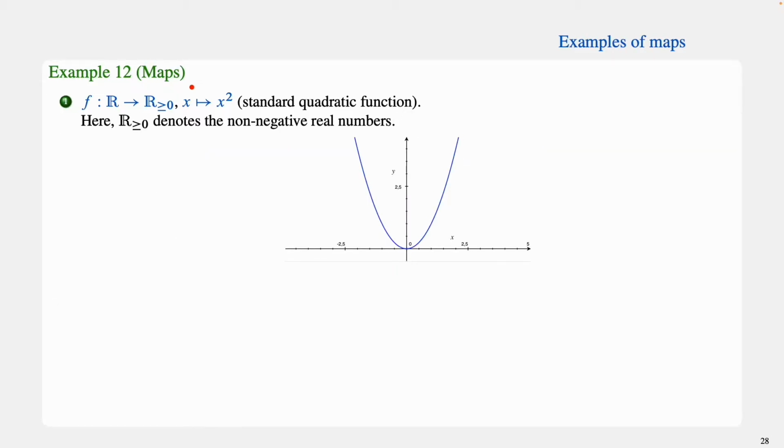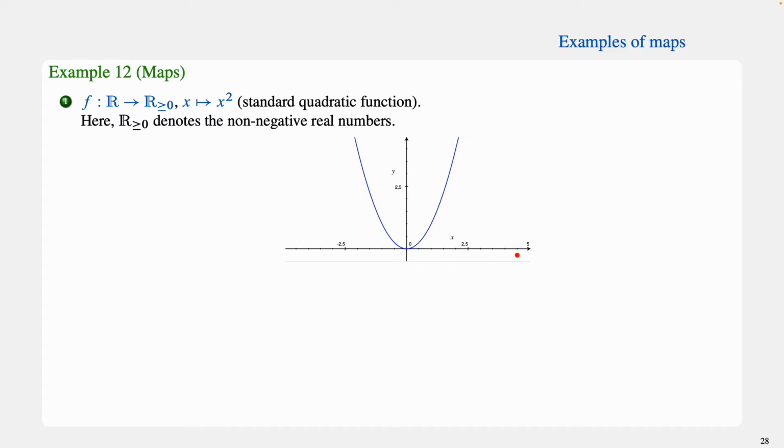Let's look at some examples. So here we have a very familiar example, the standard quadratic function. And this is a map f from the set R, from the real numbers, into the non-negative real numbers. And the assignment is simply done by sending the value x to the value x squared. And you know this from school probably. You can plot such a map by drawing its graph.